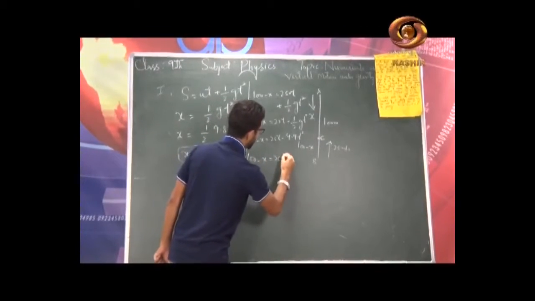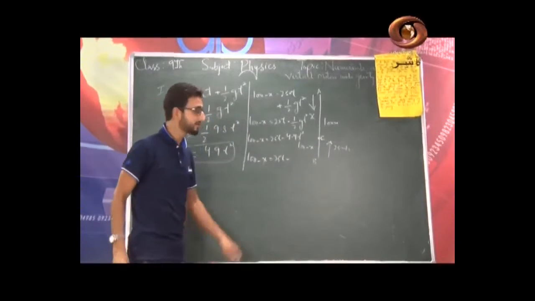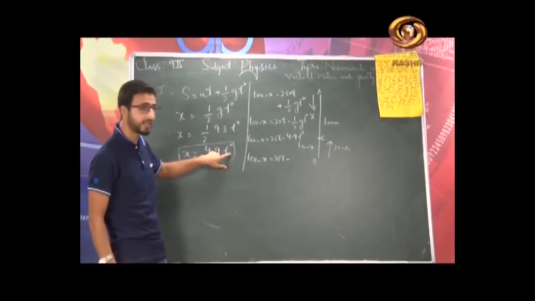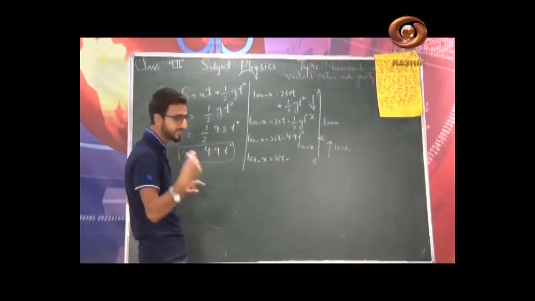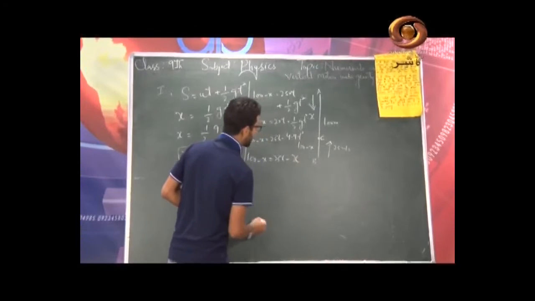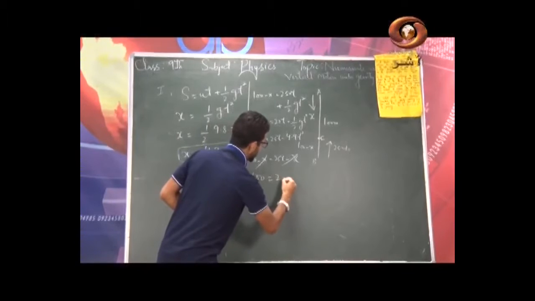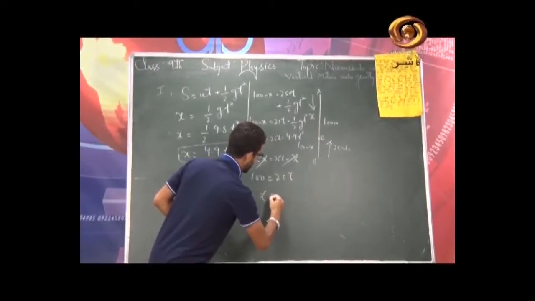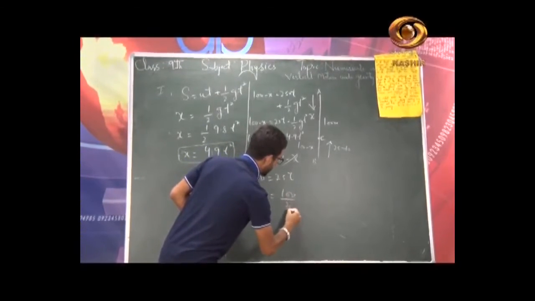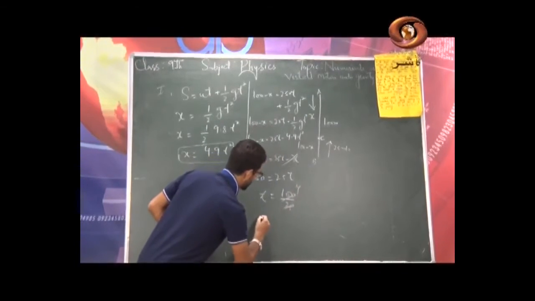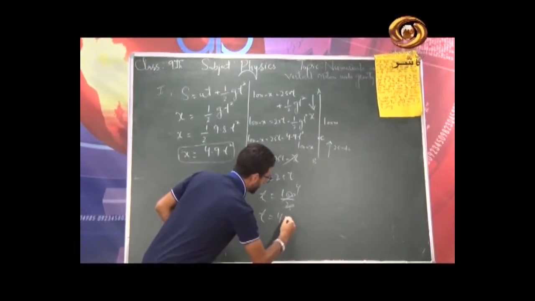So this is 100 minus x. It is equal to 25t minus 4.9 t square. Now see, here it is equal to x, so I will substitute its value. So this is equal to x. x और x cancel हो जाएगा. So 100 is equal to 25t. Simply t is equal to 100 by 25, that is simply 4. So t is equal to 4 seconds.